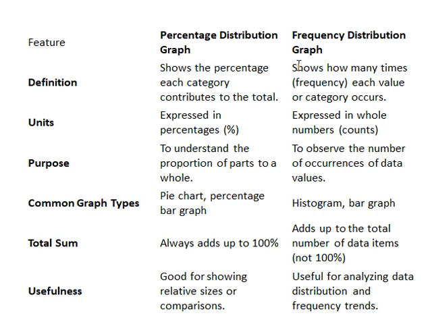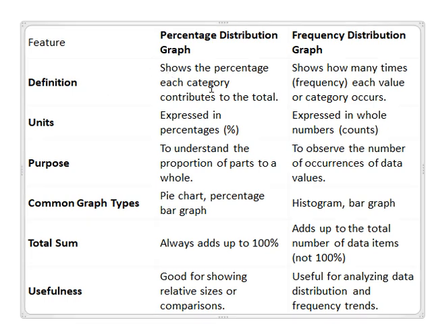For example, I have made a proper chart over here: percentage distribution graph and frequency distribution graph. The first shows the percentage each category contributes to the total. The second shows how many times each value or category occurs, expressed in counts or numbers. Then we have the exact purpose of doing this: to understand the proportion of parts to a whole, and to observe the number of occurrences of data values.